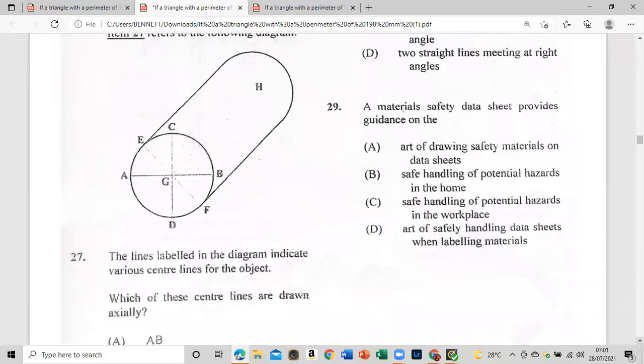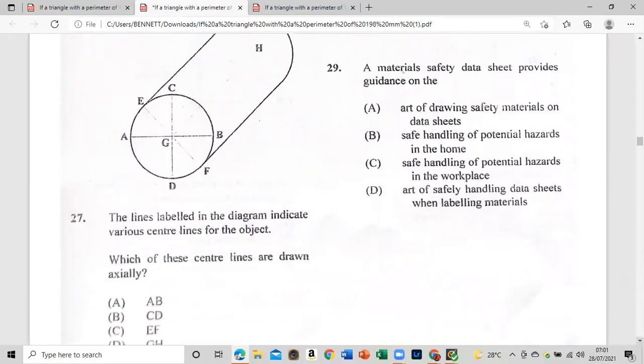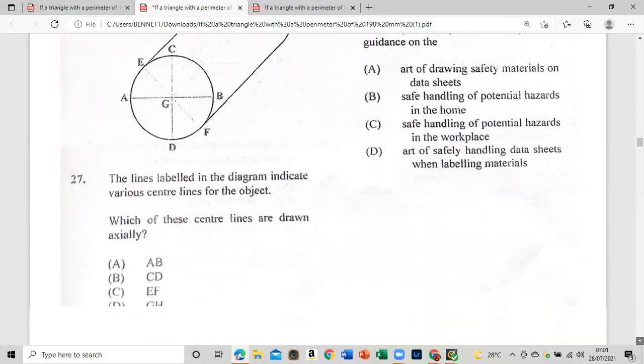The notes up at top refer to the following diagram, and there's a diagram. Lines labeled in the diagram indicate various center lines for the object. Which of these lines are drawn axially? So, is it AB, is it CD, is it EF, or is it GH? And what does axially mean? So that is GH.